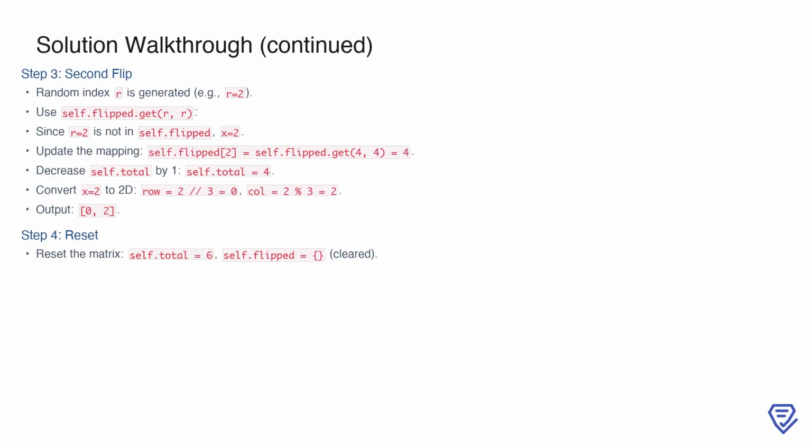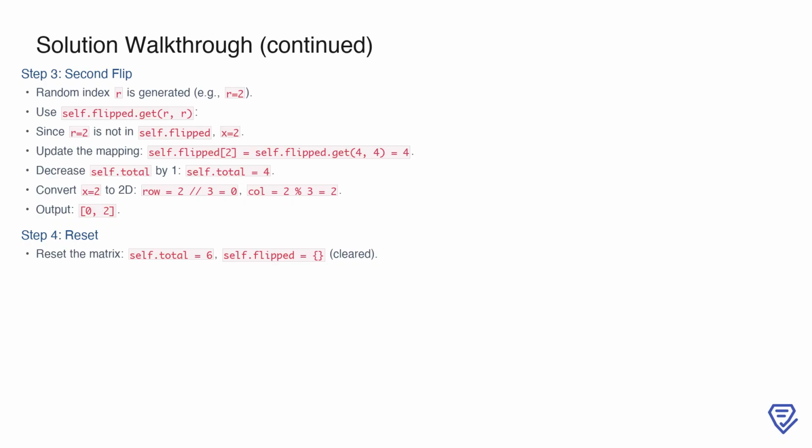For the second flip, another random index is generated, let's say r equals 2. Again, we fetch the position to flip using self.flipped.get(r, r). Since r equals 2 is not in the flipped dictionary, it maps to itself, so x equals 2. To update the mapping, we set self.flipped[2] to the value of self.flipped.get(4, 4), which is 4. This ensures that index 2 now points to the next available position, avoiding duplicates. We then decrement self.total again, reducing it to 4, and convert the 1D index x equals 2 to 2D coordinates. The row is calculated as 0, and the column is 2, giving the output [0, 2].